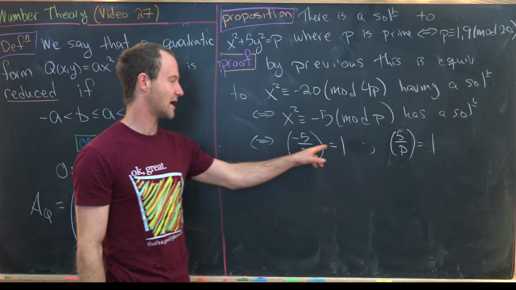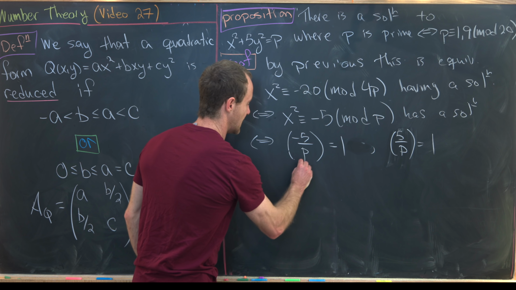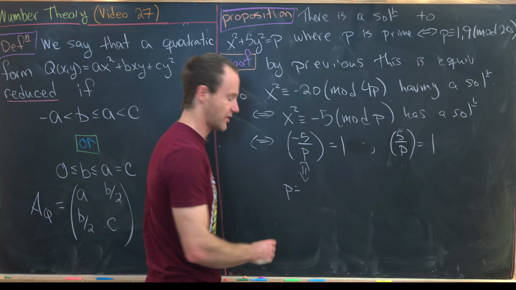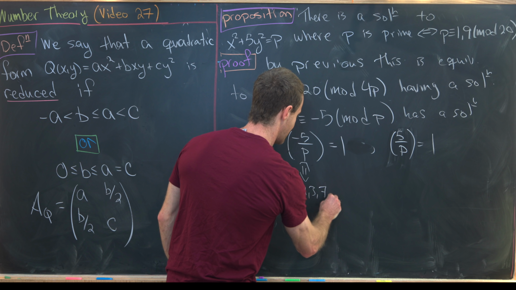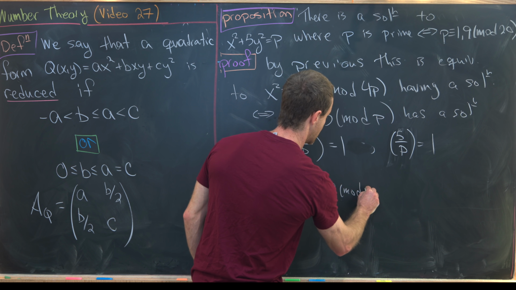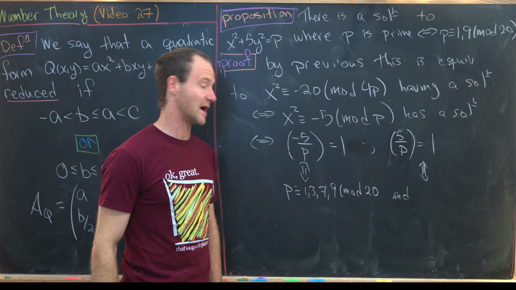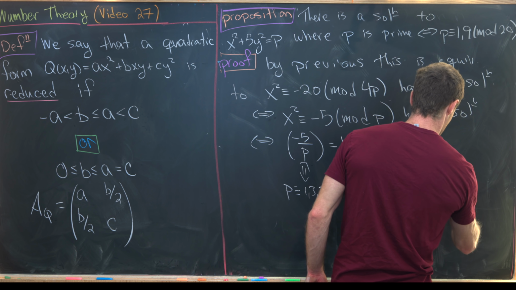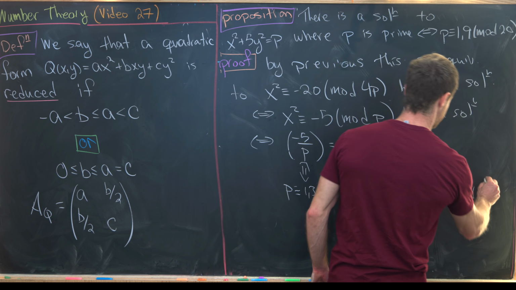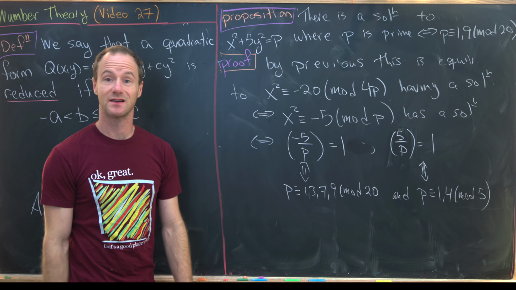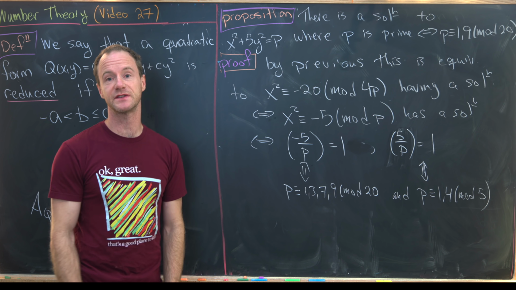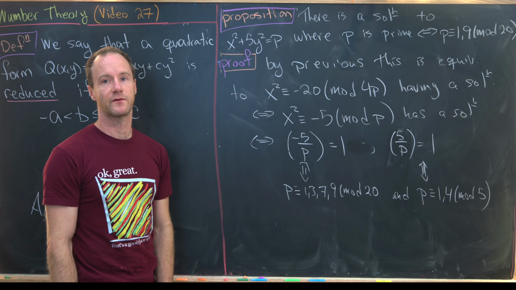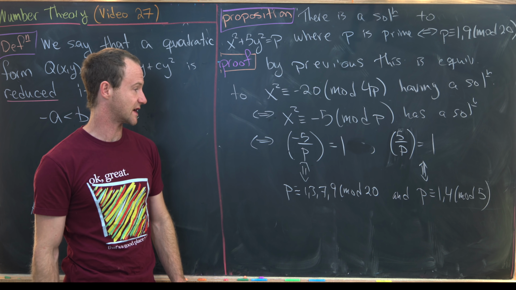So (negative 5 over p) is equal to 1 if and only if p is congruent to 1, 3, 7, 9 mod 20. And then (5 over p) is 1 if and only if p is congruent to 1 or 4 modulo 5. So again, that's from an exercise in the class that I'm teaching. If you haven't done something like this before, I would implore you to work out some of these examples. They're really helpful for coming to grips with the practice of doing these kinds of things.